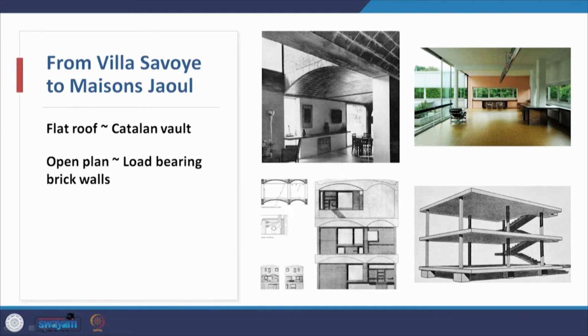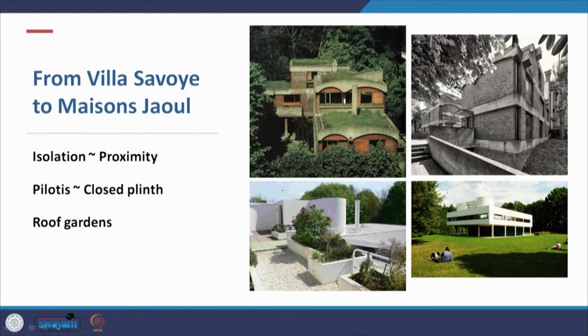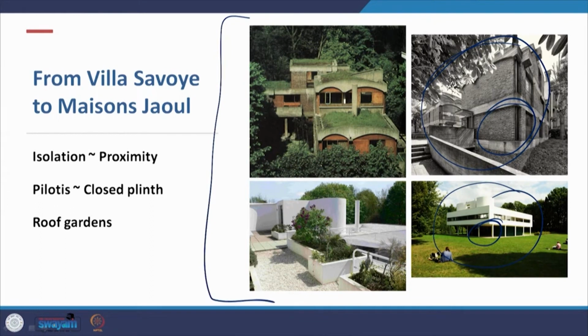Now, again the comparison in the structural and construction system. This is a flat roof of Villa Savoye, but in Maison Jaoul he goes in for a Catalan vault, and instead of an open plan that was achievable through the Domino system of an RCC frame, he goes in for load bearing brick walls which are supporting the Catalan vaults. Instead of the isolation of a project like the Villa Savoye, he goes in for proximity of these two units, two houses which form the Maison Jaoul. Instead of the pilotis, he goes in for a closed plinth, but both of them possess a roof garden, this being a more traditional version of a roof garden vis-a-vis the Villa Savoye.